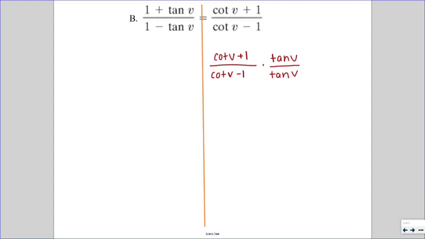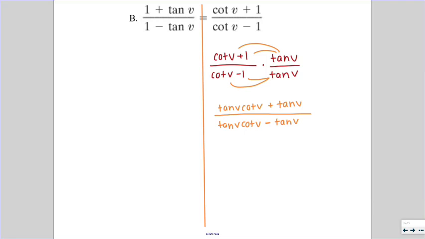That's just a math step, so I don't need to worry about showing or naming a trig identity. But when I distribute the tangents here and here, well, what do we get? Well, I'm going to show this step here. We're going to get the tangent of v times the cotangent of v plus the tangent of v, because 1 times tangent is tangent. This is all over, again, the tangent of v times the cotangent of v minus the tangent of v.